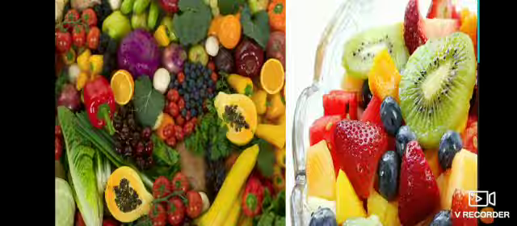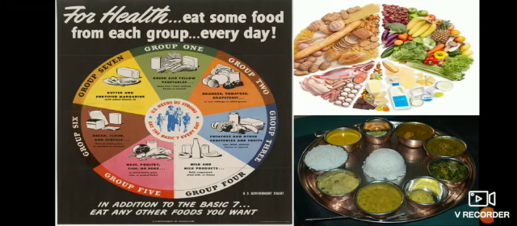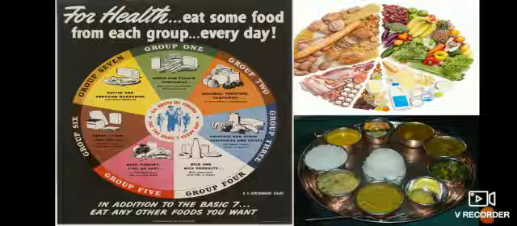Next, we go to balanced diet. What is a balanced diet? A diet containing food items having more of carbohydrates, proteins, along with a little of fat, vitamins, and minerals makes a balanced diet. Children, how can we make our diet a balanced one?